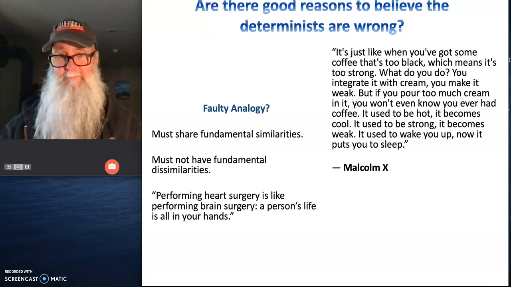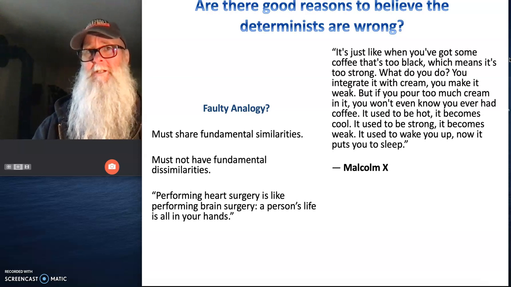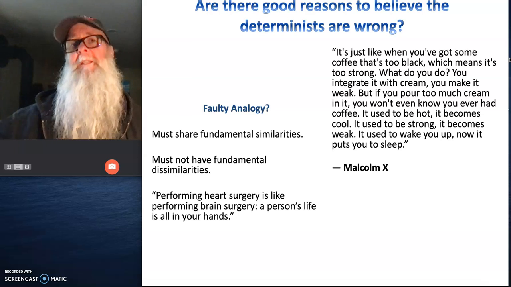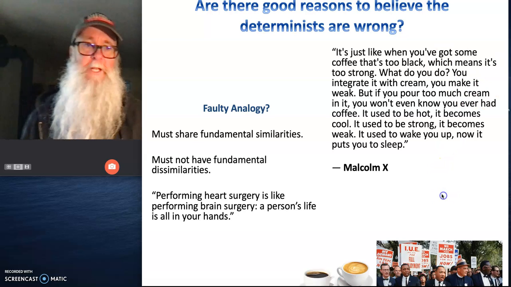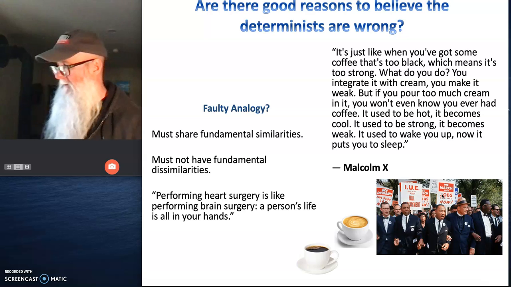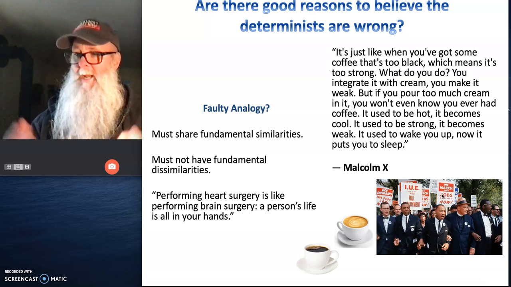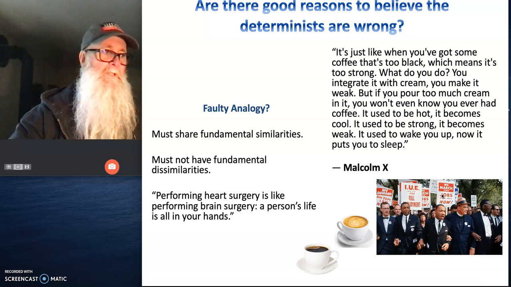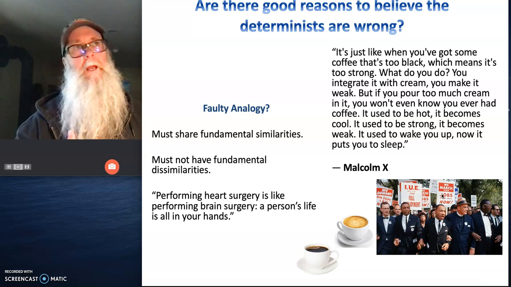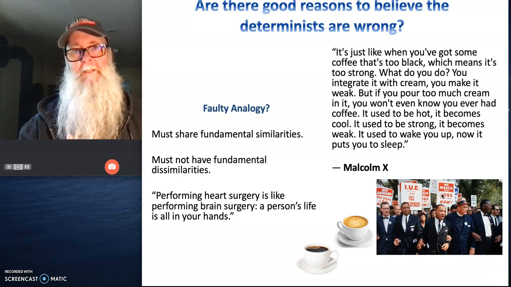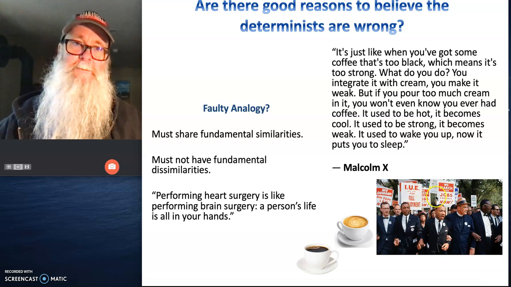So I gave you the heart surgery, brain surgery example. We'd say, no, these are similar enough to be able to draw conclusions about what this must be like for different surgeons experiencing these types of surgeries. Now, the question we'd have to ask for Malcolm X's analogy is, is what happens in coffee and cream similar enough to what happens in a civil rights movement to draw a conclusion about how we should react to something happening in the civil rights movement? And if not, we might have a faulty analogy.